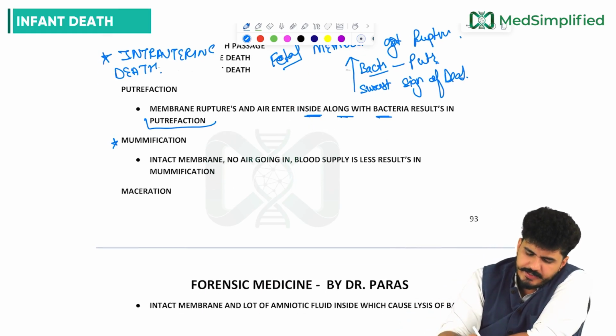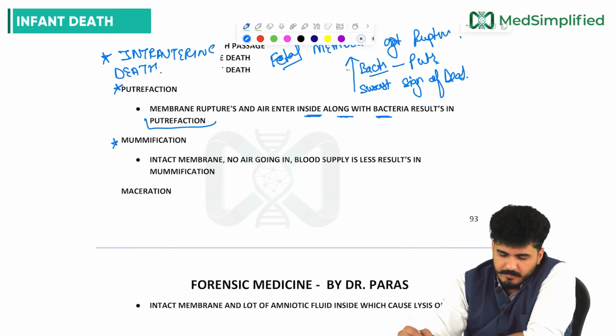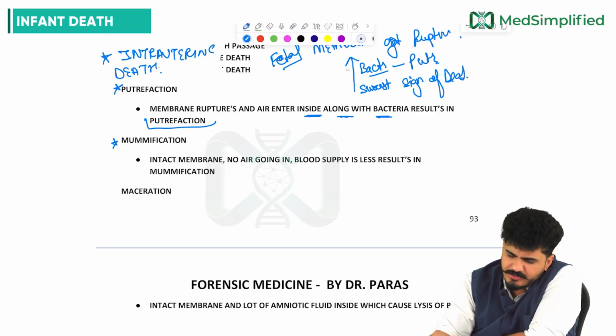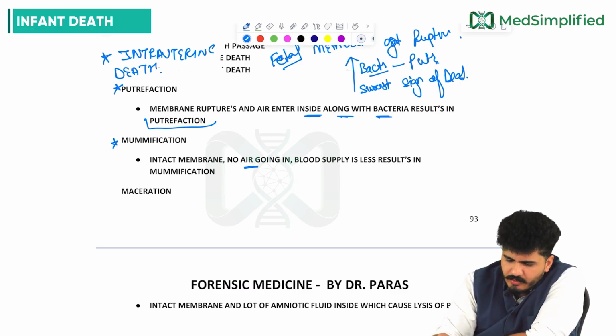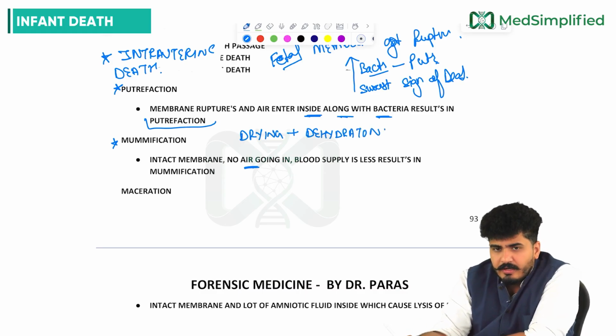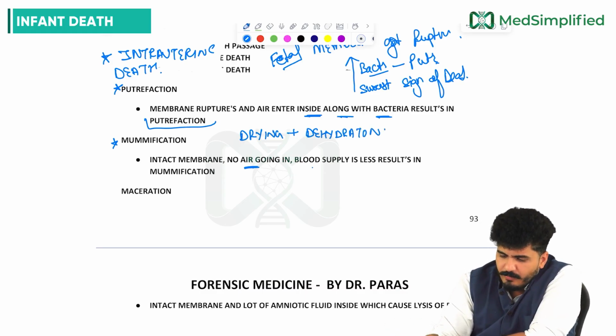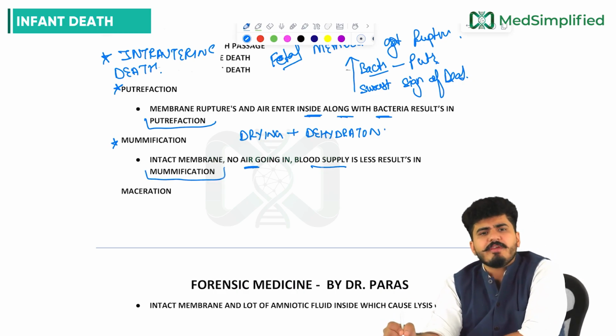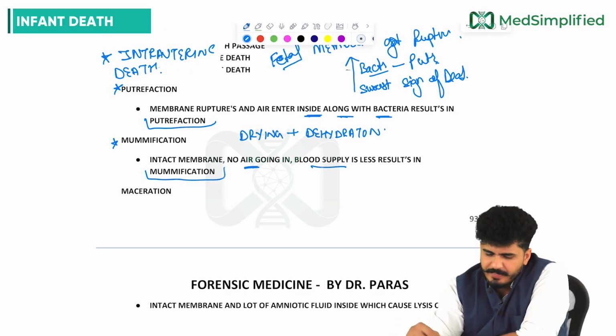Now second thing is mummification. Mummification is intact membrane. Membrane is intact now. Because of the intact membrane, no air is going in. That means it is drying and dehydration. No blood supply is going, that will result in mummification, and mummification, you all know, is odorless.